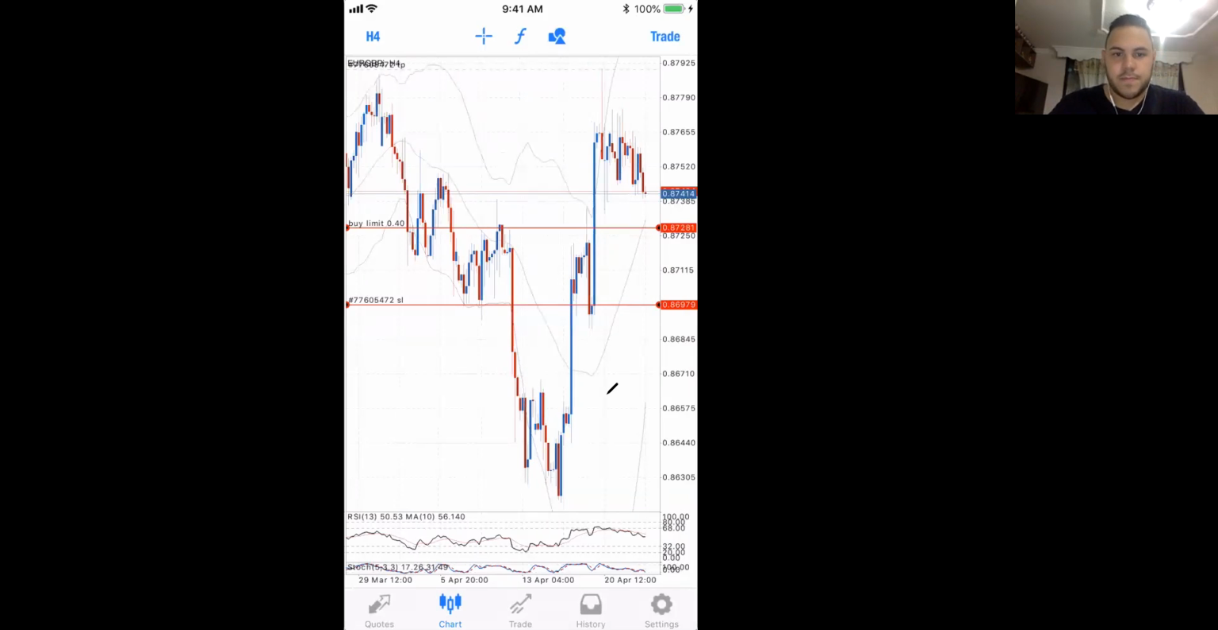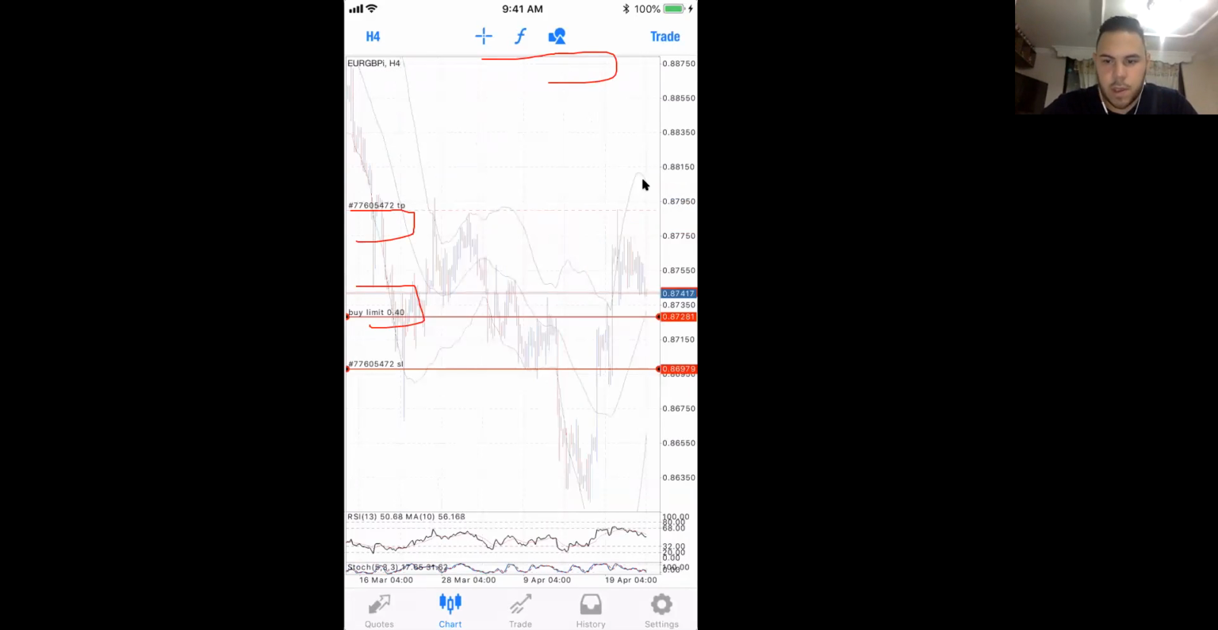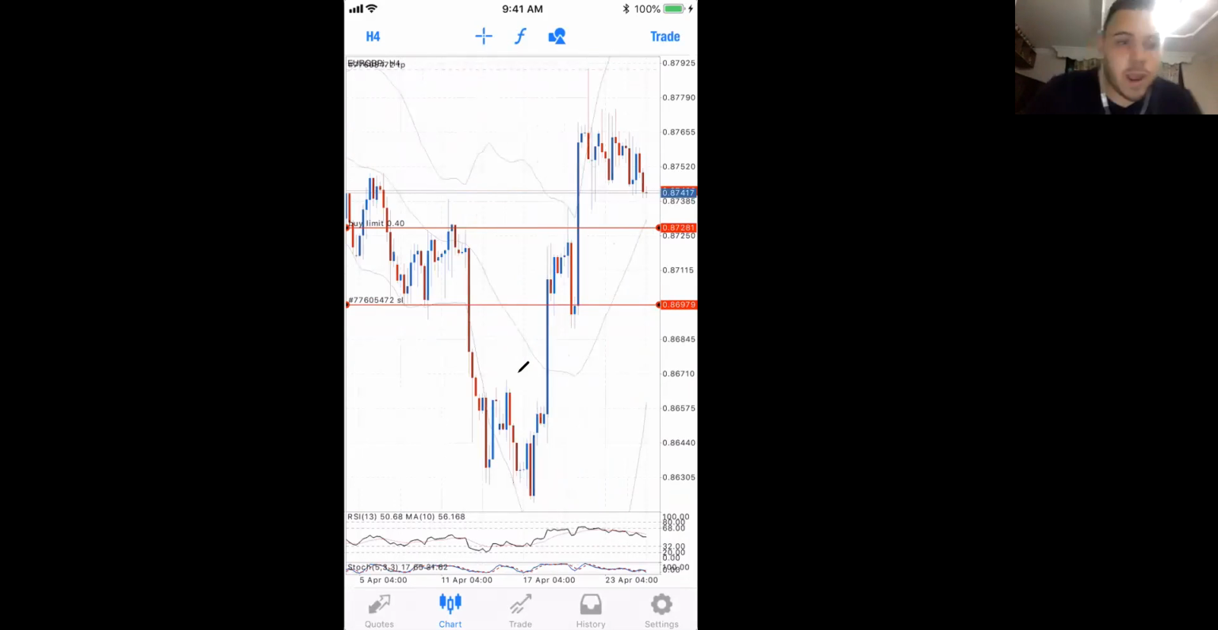Right, you can see my buy limit here, I see my stop loss. And then this one up here will be my TP, my take profit. Okay. That's it. All I need is 300 pips.